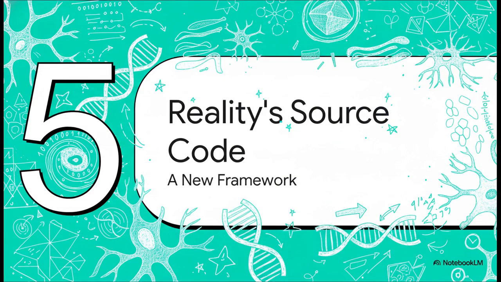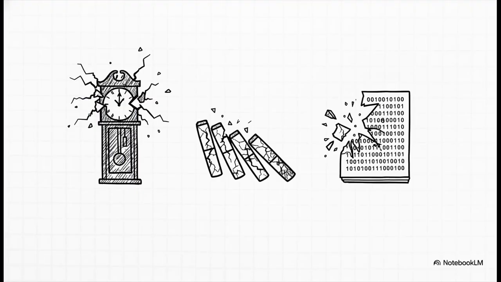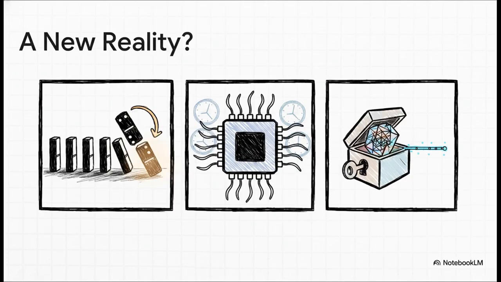Which brings us to the final, biggest picture. If there's any truth to this framework, it doesn't just change biology or computer science. It completely upends our understanding of reality itself. We're not talking about small tweaks here. This framework redefines the most basic things we think we know. Things like time, cause and effect, even information. Okay, let's break it down.